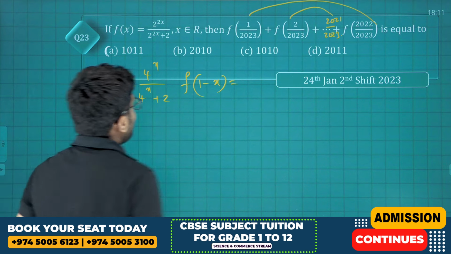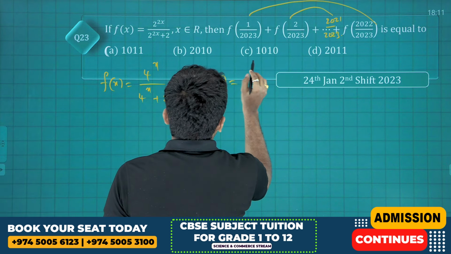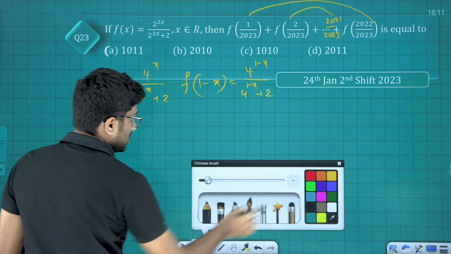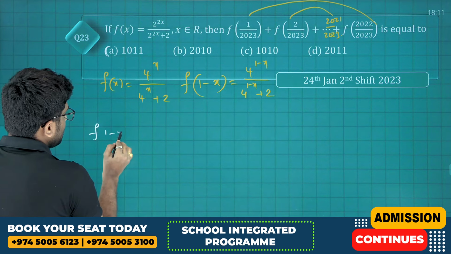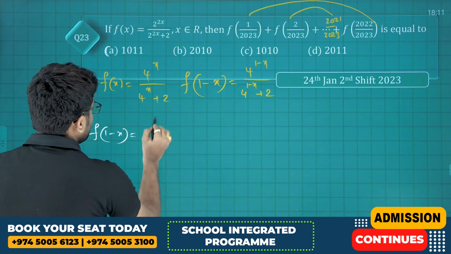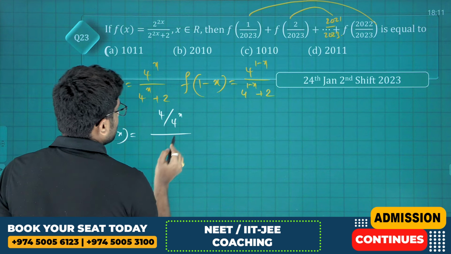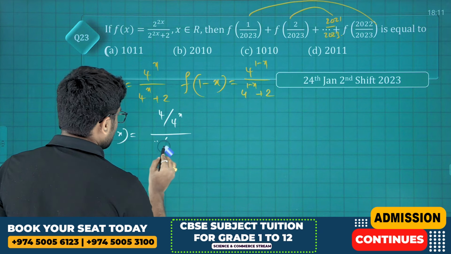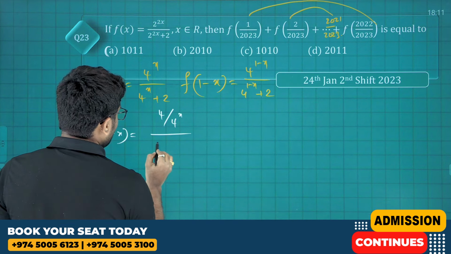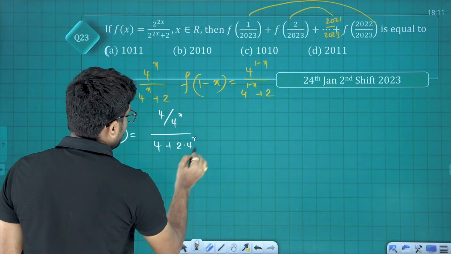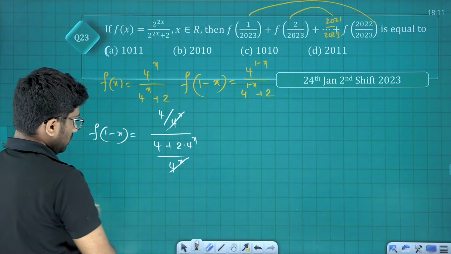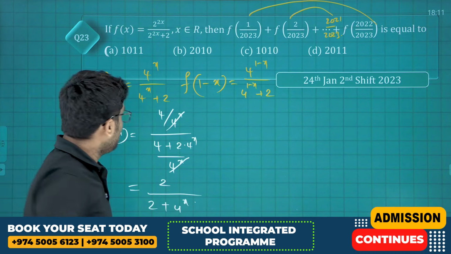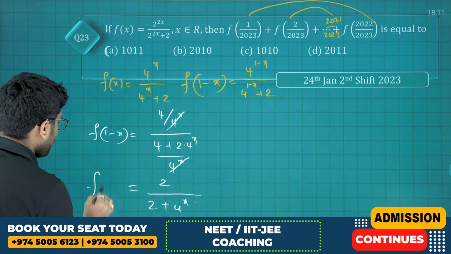Okay. Now, what is f of 1 minus x? f of 1 minus x is 4 power 1 minus x divided by 4 power 1 minus x plus 2. Now, let us simplify this. 4 power 1 minus x is 4 divided by 4 power x, so we get 4 divided by 4 power x plus 2. We can write this as 4 plus 2 into 4 power x, by 4 power x. We can take 2 common. So 2 divided by 2 plus 4 power x. Okay. Now, this is our f of 1 minus x.